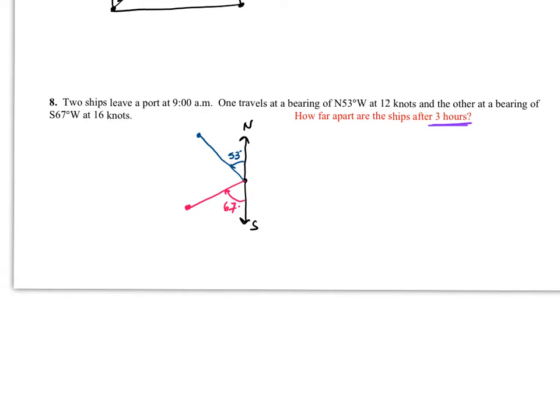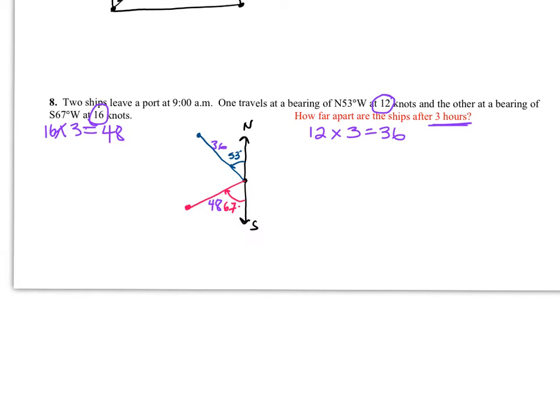Well, the 3 hours is going to help us determine the length of the sides. If the first ship with the blue segment goes at 12 knots, remember 12 knots means nautical miles. Therefore, if we do 12 times 3, we would get a length of 36. So that ship has traveled 36 nautical miles. The ship in pink that went south 67 west was going a little faster, 16 knots. Therefore, if we do 16 times 3, that ship would be a total of 48 miles for its distance. So we can label that segment as well.